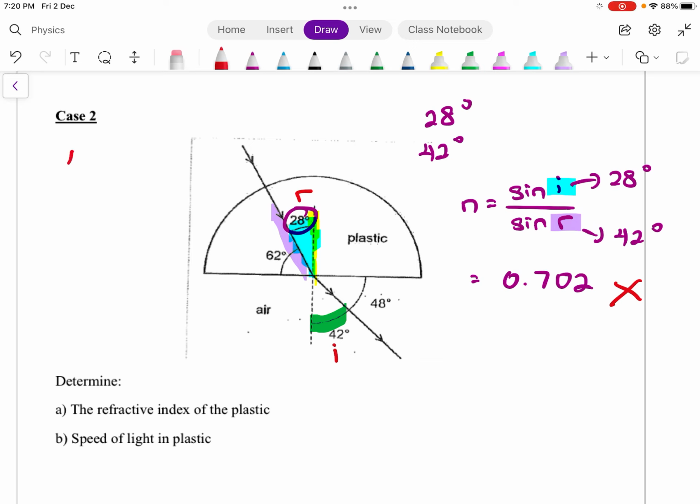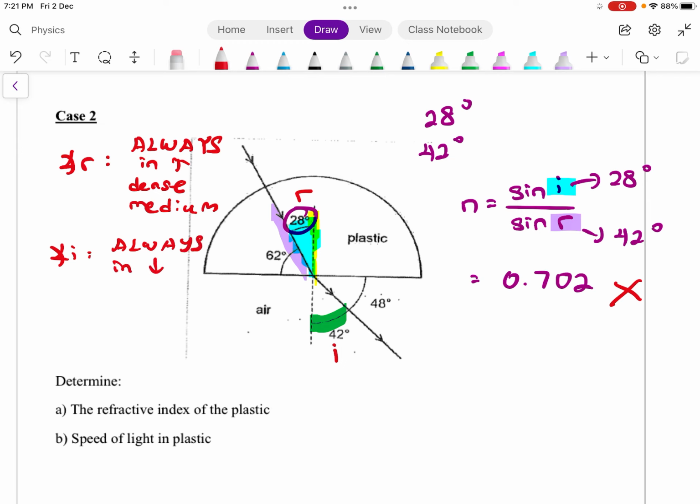So this is always in the more dense medium. Then the angle of incidence is always in the less dense medium, irregardless of how the light travels.